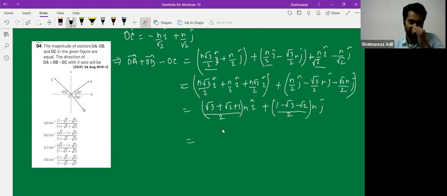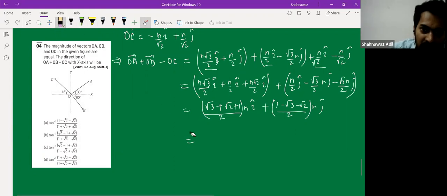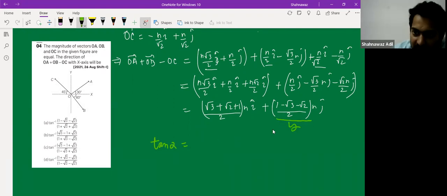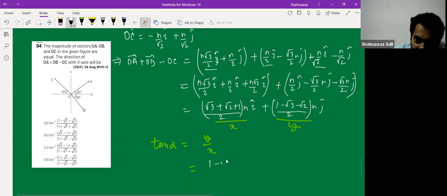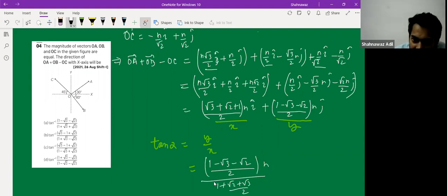And now we have to calculate the angle. Okay. So what will be the angle? This is y and this is x. So what is the angle? Y by x. So this is 1 minus root 3 minus root 2 by 2, over 1 plus root 2 plus root 3 by 2. The 2 cancels. So we have 1 minus root 3 minus root 2 by 1 plus root 2 plus root 3.